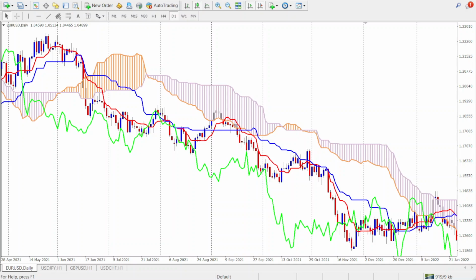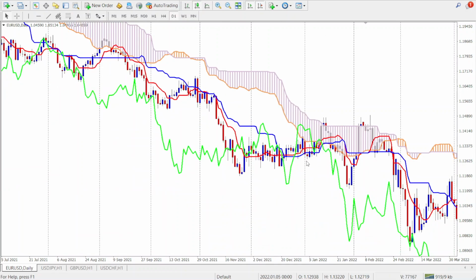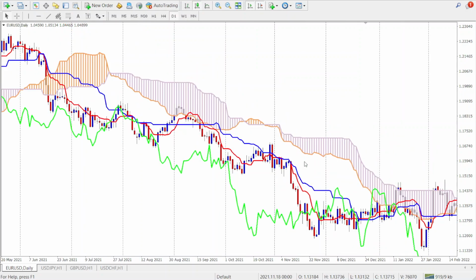Okay, however, not all breakouts lead to strong trends. So many traders fall for fake breakouts and lose money. Here's how to avoid those traps. Okay, the first is weak breakouts with low volume.